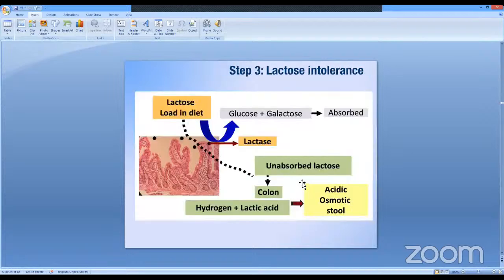And so how does lactose intolerance occur? Lactose load in the diet, normally it is metabolized by lactase, converted into glucose and galactose and gets absorbed. But in the absence of lactase, this unabsorbed lactose will go to the colon, where it will be broken into hydrogen and lactic acid. And this lactic acid will cause perianal excoriation, and hydrogen also causes perianal excoriation, and this is the commonest cause of acidic osmotic stool and causes osmotic diarrhea.